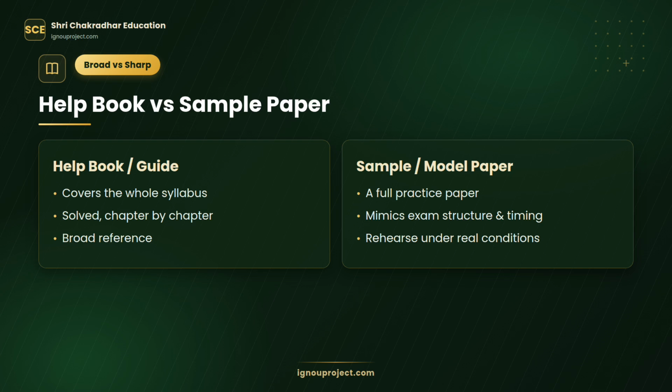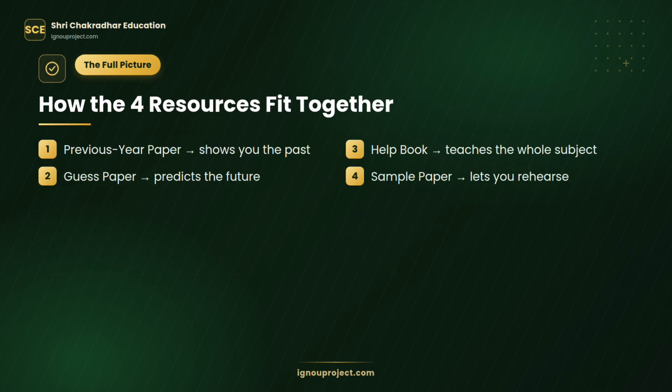A sample paper, meanwhile, is a full practice paper that mimics the exam structure and timing, so you can rehearse under real conditions. Here is the simple way to hold all four in your mind. The previous year paper shows you the past. The guess paper predicts the future. The help book teaches the whole subject. And the sample paper lets you rehearse. Strong students use them as a team, not one alone.